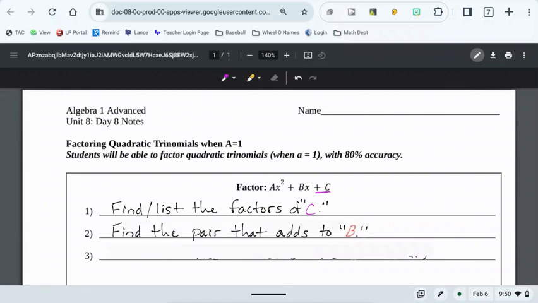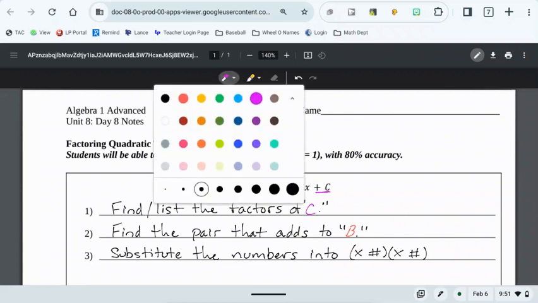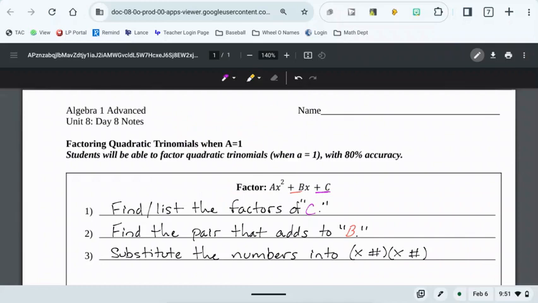Next step is we want to find the pair that adds up to b. So you want to find the factors that add up to that number right there, the coefficient of x. And then our third step is we want to substitute the numbers into this outline. So we have parentheses, two binomials. We have our variable term, in this case, we're using x as the example. And then our factors of c are what represents those numbers there.